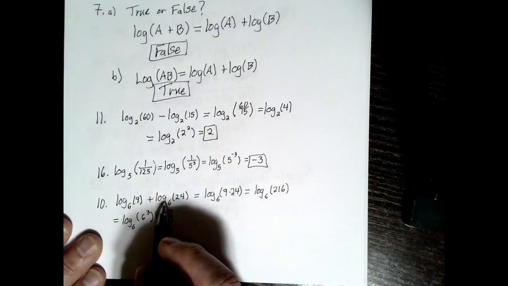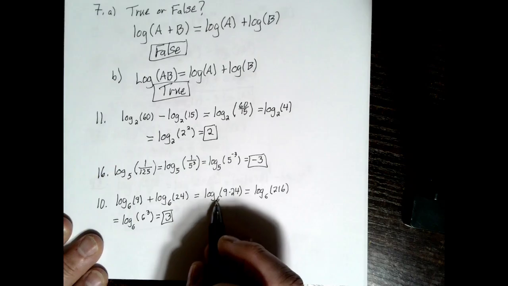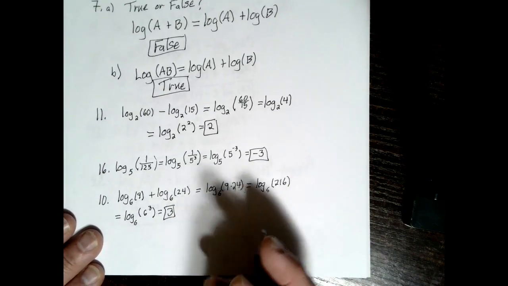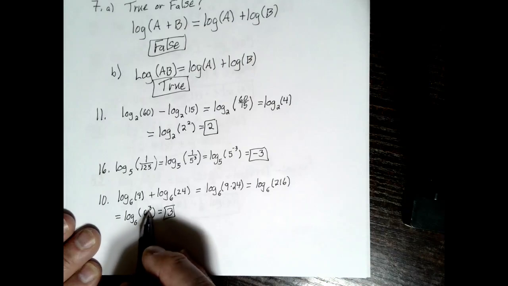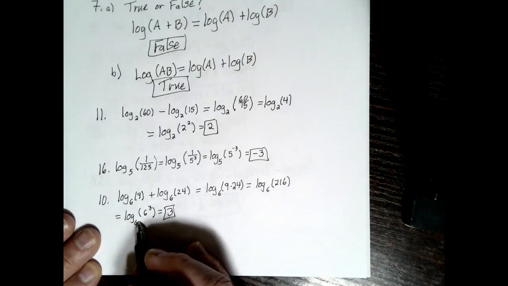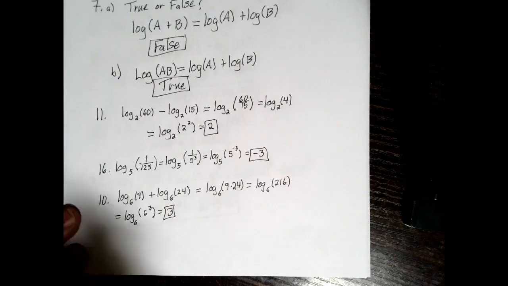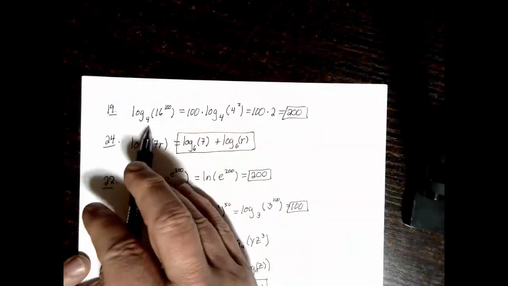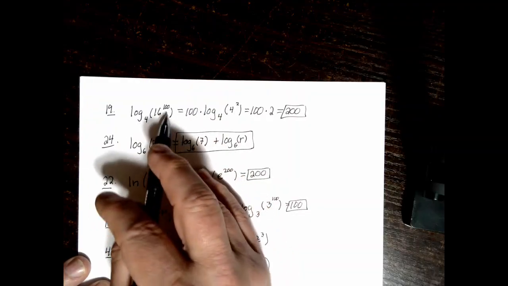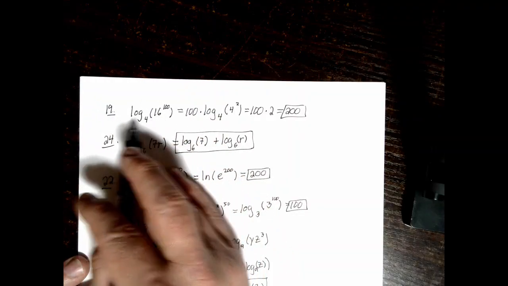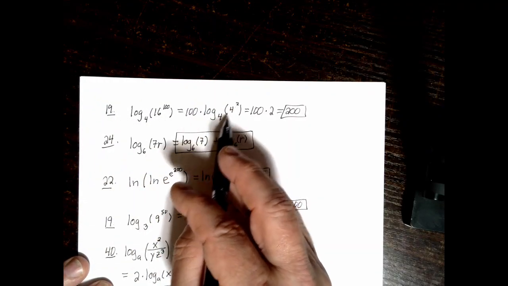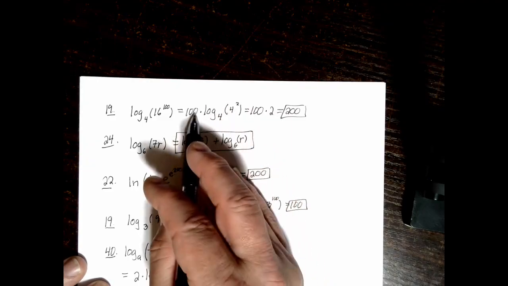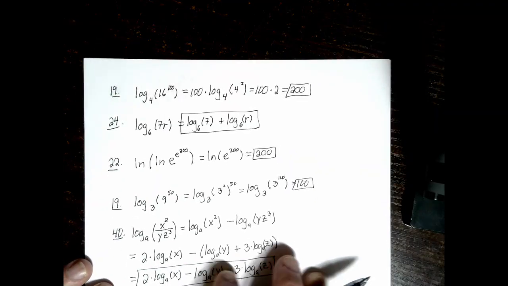Log base 6 of 9 plus log base 6 of 24, well that's log base 6 of 9 times 24, which is 216. And 216 is 6 cubed. And now these two numbers match, so your answer is just the exponent, 3. Log base 4 of 16 to the 100, you can bring the 100 out front. And you can write 16 as 4 squared. And so since those two match, the answer for this portion is just 2. And it's 2 times 100, gives you 200.